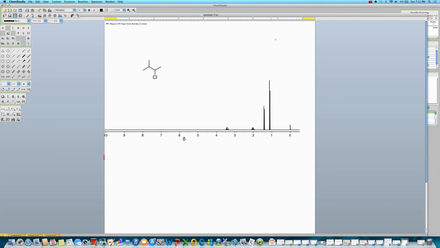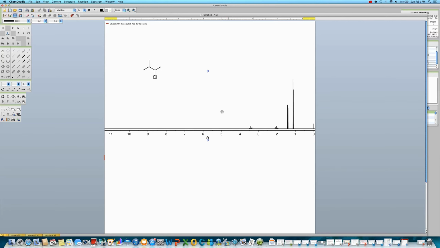Notice that the NMR is scaled, and just like IR, it does something really unusual. And that is the smaller numbers are to the right and the larger numbers are to the left. Typically we see just the opposite in a Cartesian coordinate system. There is a peak at 0. This is called an internal standard.